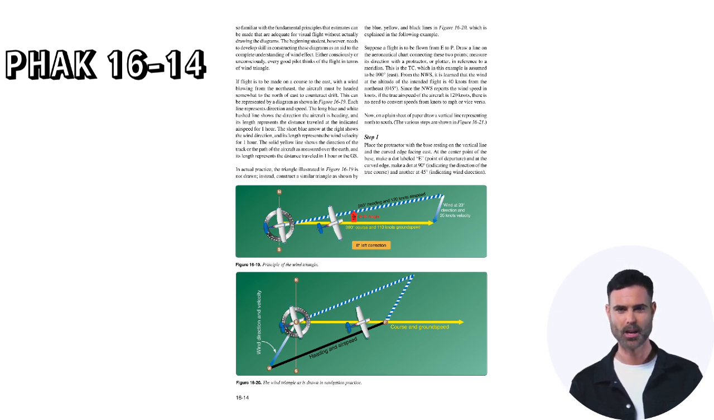From the NWS, it is learned that the wind at the altitude of the intended flight is 40 knots from the northeast, 045 degrees. Since the NWS reports the wind speed in knots, if the true airspeed of the aircraft is 120 knots, there is no need to convert speeds from knots to mph or vice versa. Now, on a plain sheet of paper, draw a vertical line representing north to south. The various steps are shown in Figure 16:21.